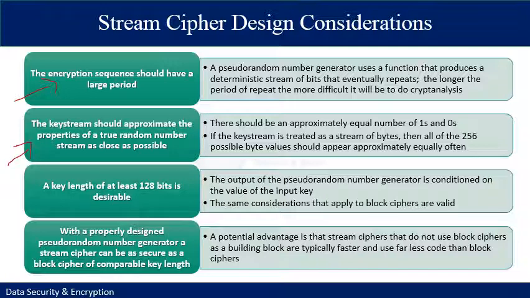Secondly, the key stream should approximate the properties of a true random number stream as closely as possible. There should be an approximately equal number of zeros and ones. If the key stream is treated as a stream of bytes, then all of the 256 possible byte values should appear approximately equally often. The more random appearing the key stream is, the more randomized the ciphertext is, making it difficult for the attackers.